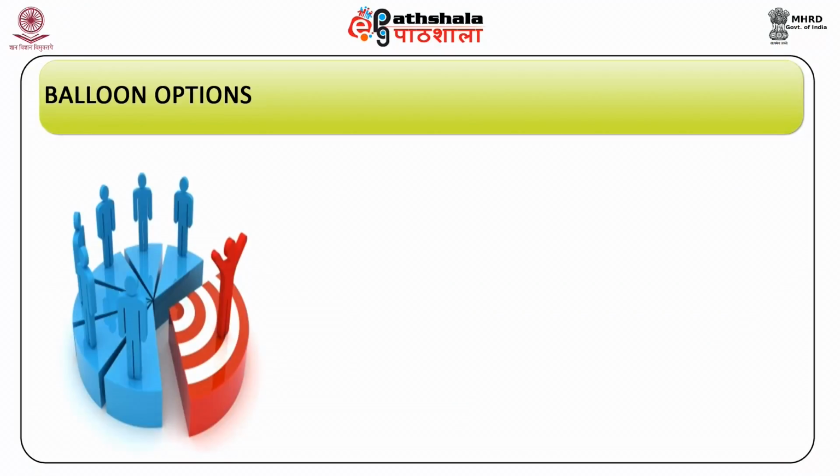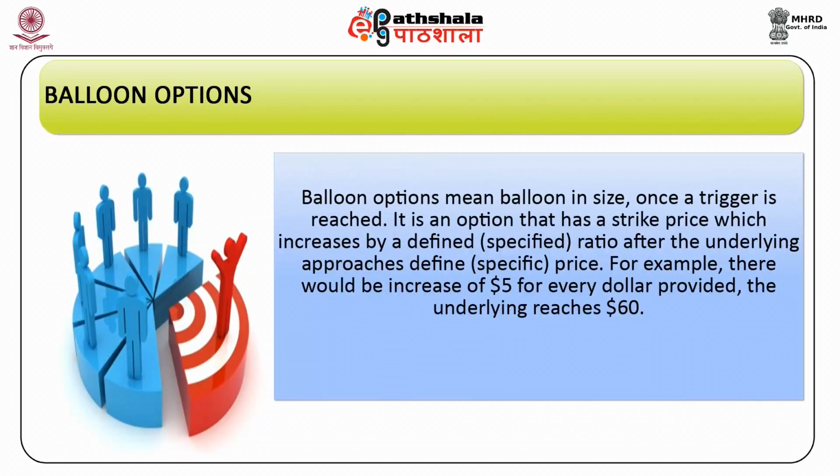Balloon options. Balloon options mean balloon in size once a trigger is reached. It is an option that has a strike price which increases by a defined or specified ratio after the underlying approaches a defined or specific price. For example, there would be an increase of $5 for every dollar provided the underlying reaches $60.